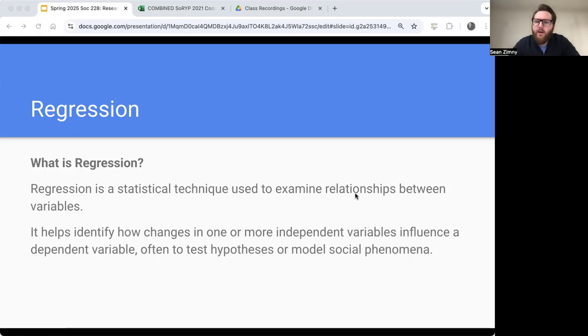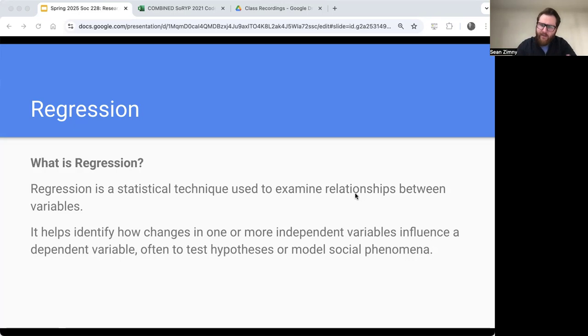Regression quantifies relationships between variables and determines whether those observed correlations are statistically significant. For example, regression can help us understand how education level, income, and family structure all influence voting behavior. We can look at those things from multiple angles.